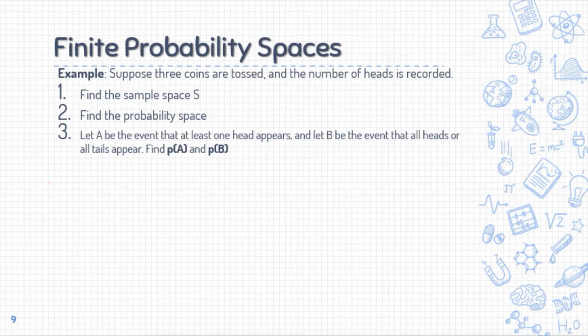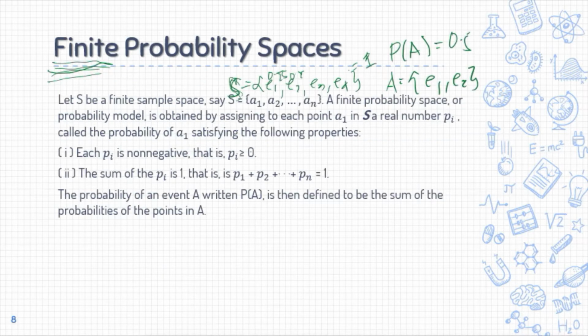Okay, so let me recall the definition from earlier. When we say probability, it means a value. When you say the probability of A is 0.5, those values are now the probabilities of that event. 0.25 is the probability of that point. It can also be called a point.